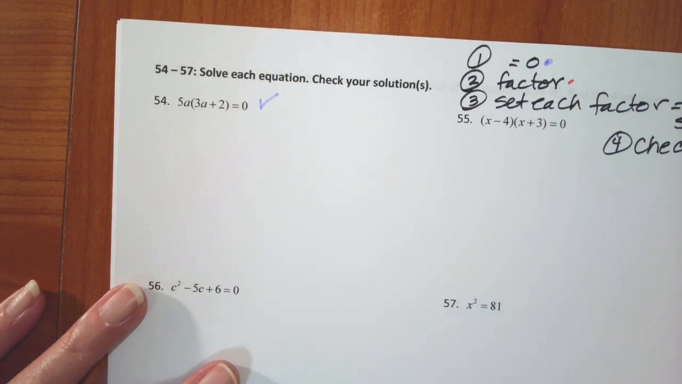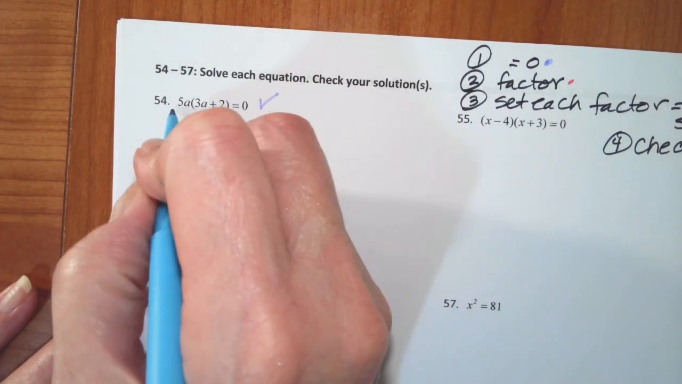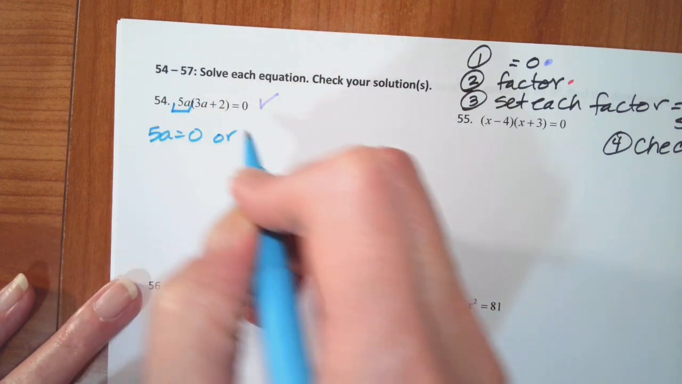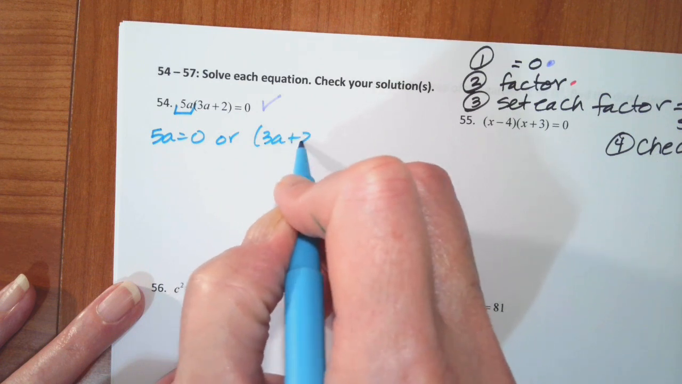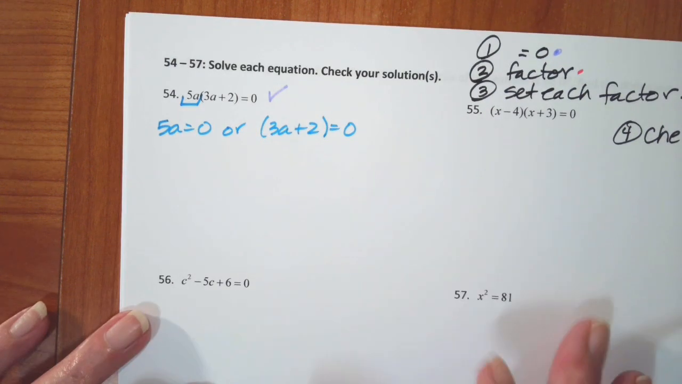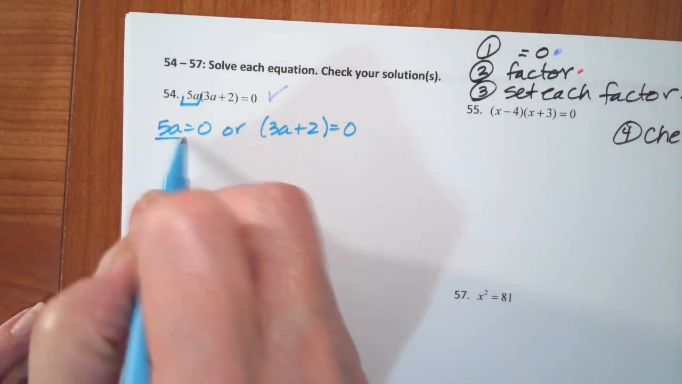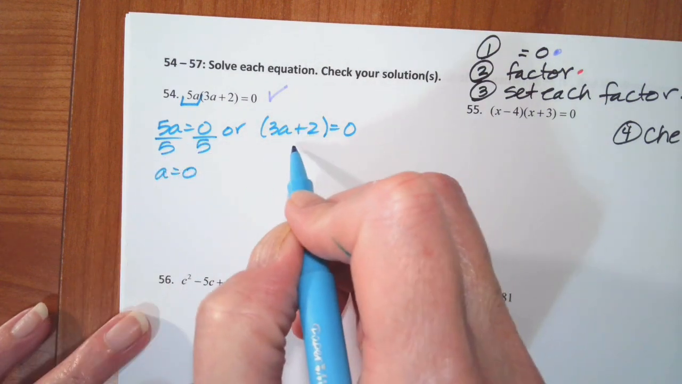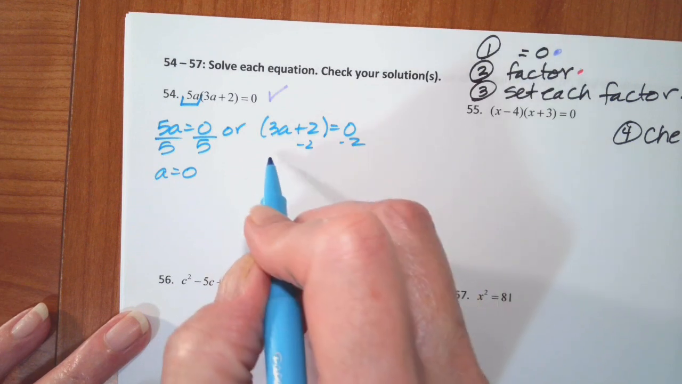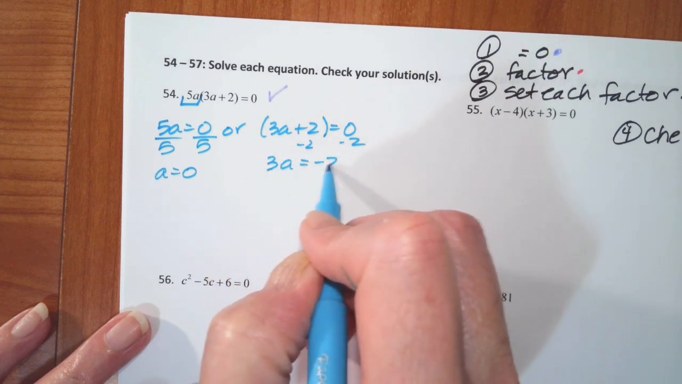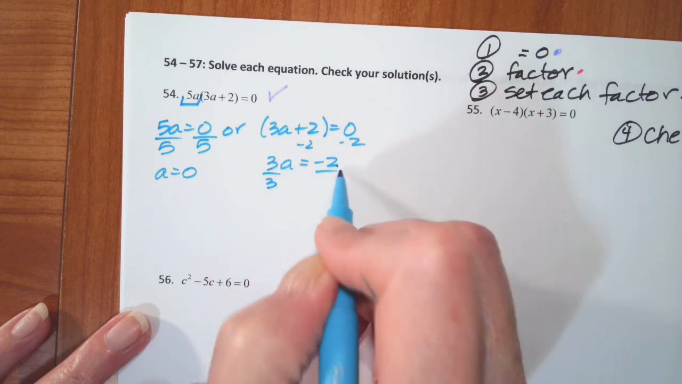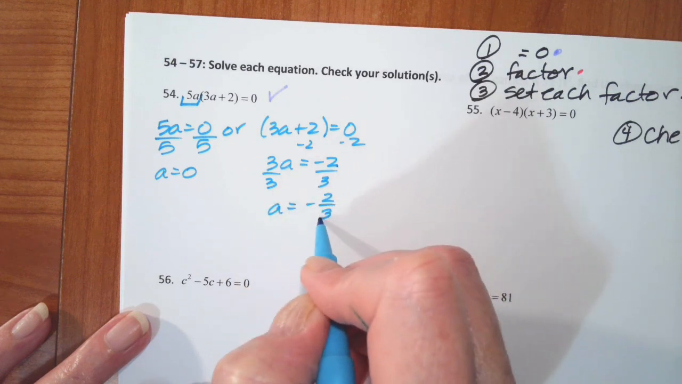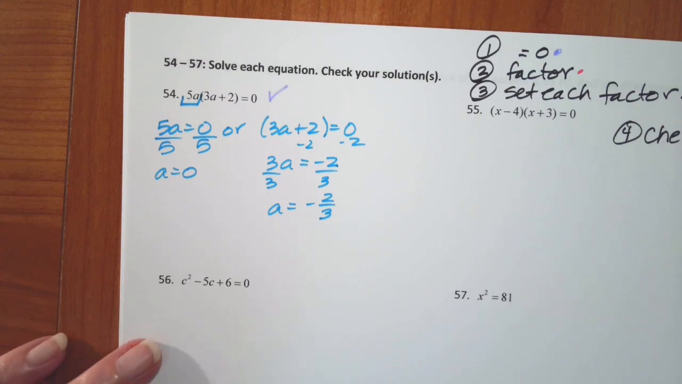Okay. Set each factor equal to 0 and solve. So 5a equals 0, or 3a plus 2 equals 0. When I divide by 5, I get that a equals 0. Subtract 2, I get 3a equals negative 2. Divide by 3, and I get that a is negative 2/3. So those are my solutions.